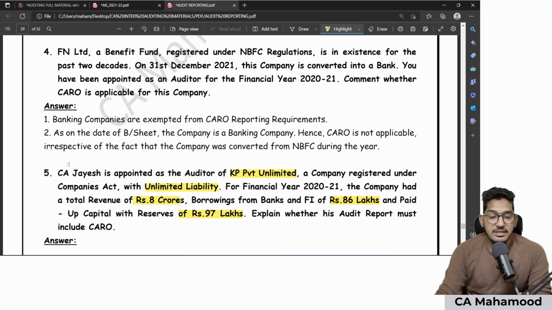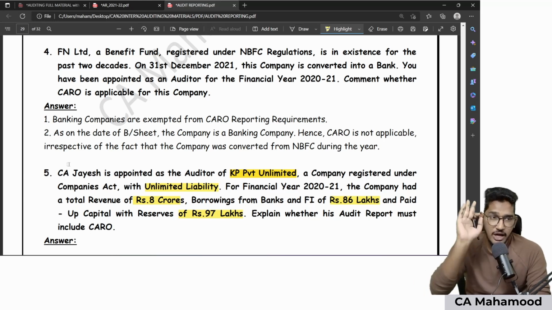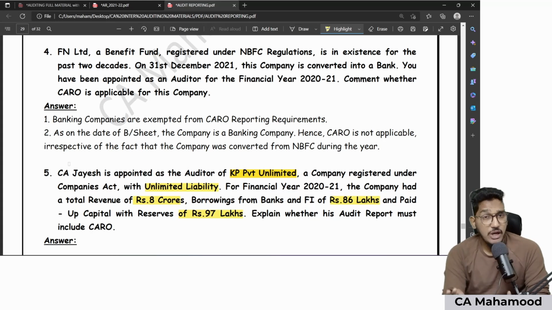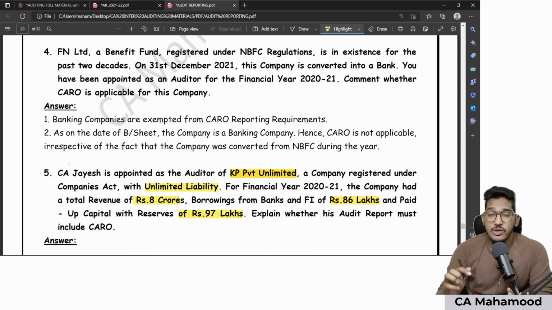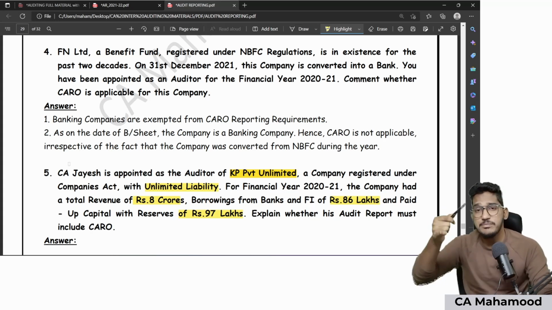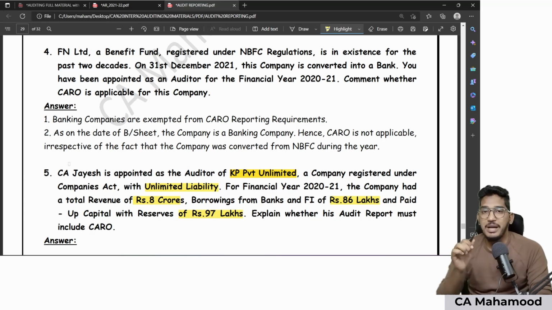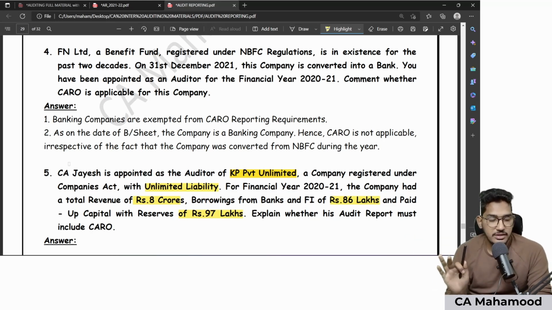But in the given case, the client is a private unlimited company. Since the company is a private unlimited company, no need to check for any conditions. CARO will directly become applicable. Exemption is there only for a private limited company subject to fulfillment of conditions. For a private unlimited company, no exemption, nothing, directly CARO will become applicable. So like this also they might pose you a question.